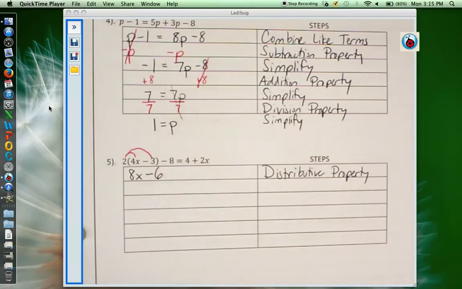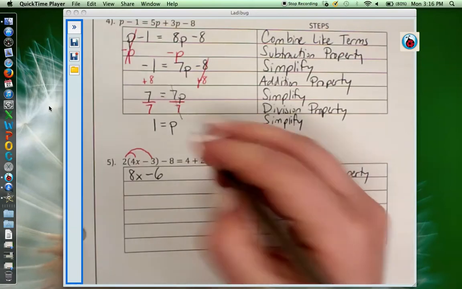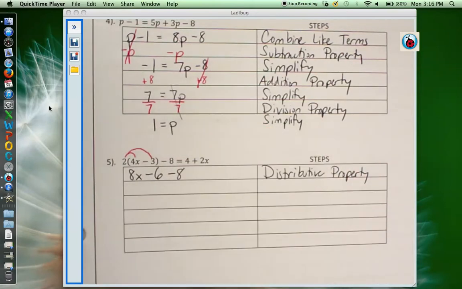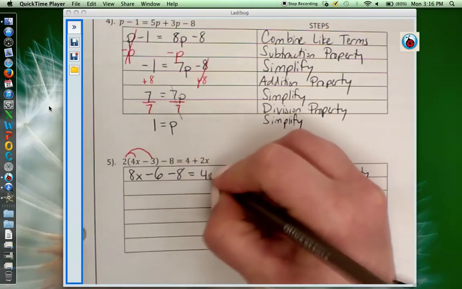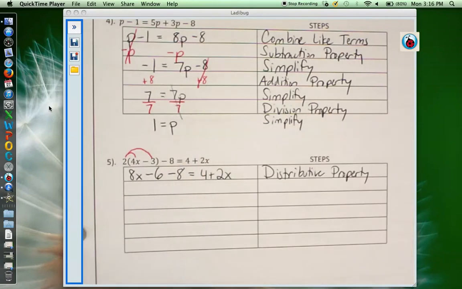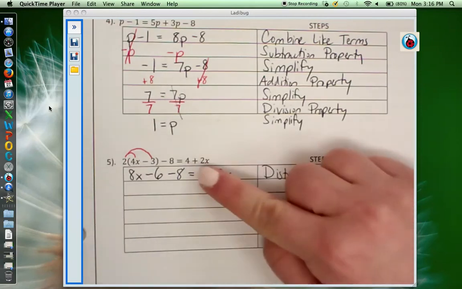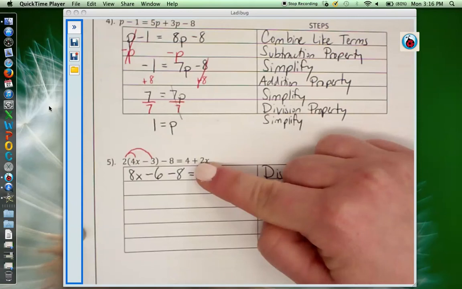Cool, no more parentheses. I still have minus 8. Let's not forget about that. And I still have the right side of this equal sign, 4 plus 2x, which we haven't done anything with yet. We will, but not yet. All right, so now let's look at what we have on the left side of the equal sign. 8x minus 6 minus 8. I think we're not quite fully simplified yet.